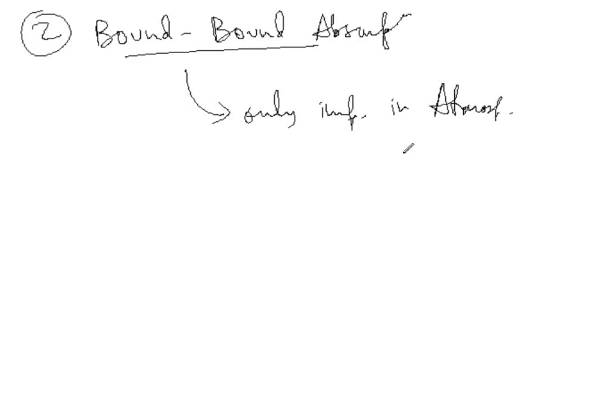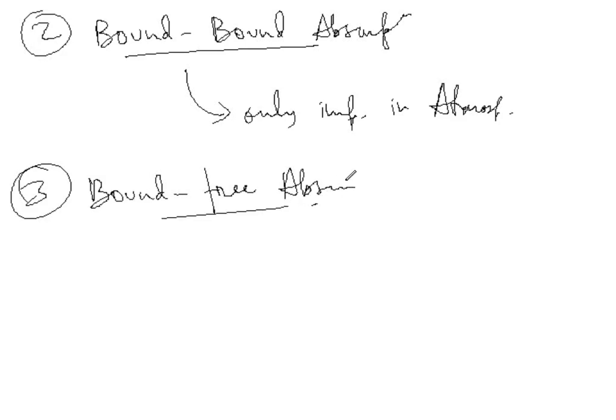Now the reverse process is when the electron drops to the lower, low energy level and emits a photon. Now this is included in the emission coefficient. Now the third is bound-free absorption.